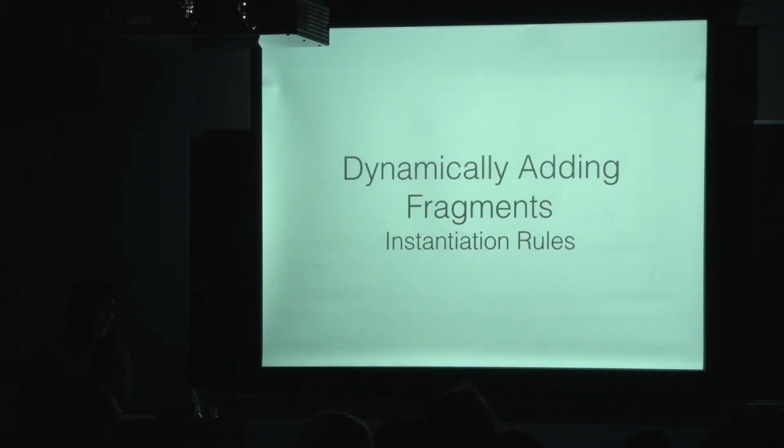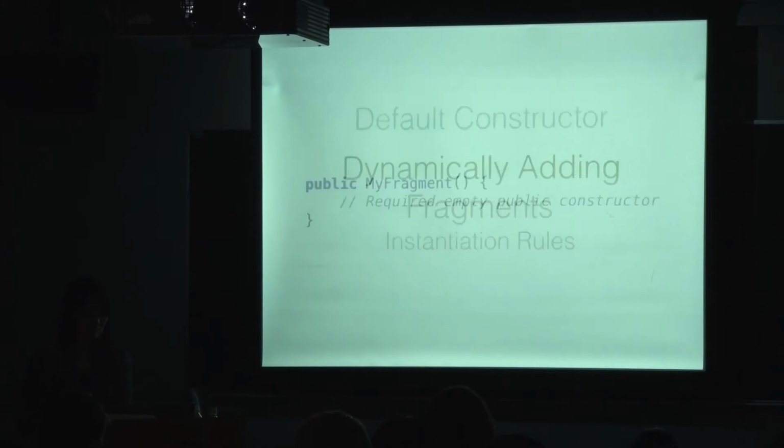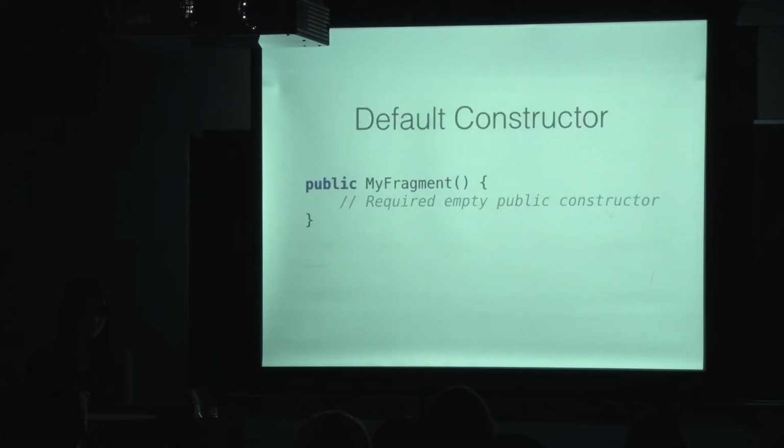So if you're going to add fragments dynamically, you need to know a few very important rules. The first rule is that you must always have an empty public default constructor, as shown. This is so that FragmentManager can recreate fragments when recreating its parent activity, for example, if a screen orientation change should occur.